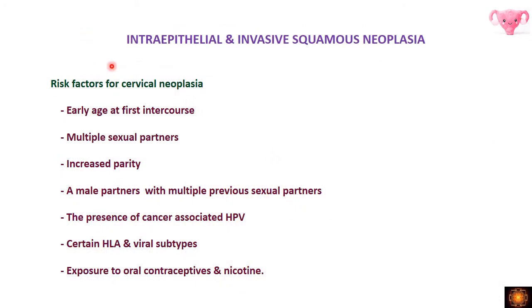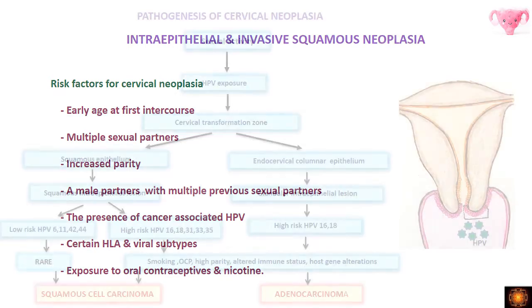Now, what are the risk factors for the development of cervical neoplasms? The first is early age at first intercourse, multiple sexual partners, increased parity, male partners with multiple previous sexual partners, presence of cancers associated with HPV, certain HLA viral subtypes, and exposure to oral contraceptives and nicotine. If we see all these factors, the first factors increase the exposure to human papillomavirus, and some of the factors affect the immune response of the patient. So these are the risk factors for the development of cervical neoplasm.